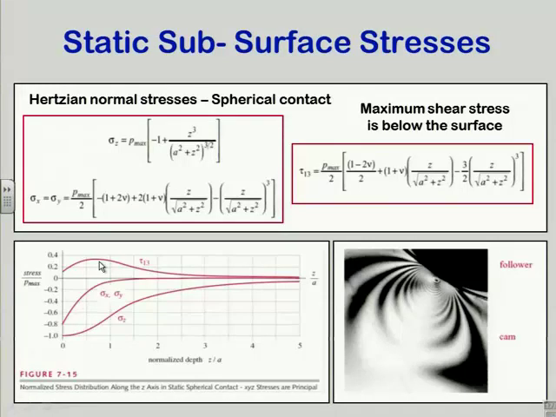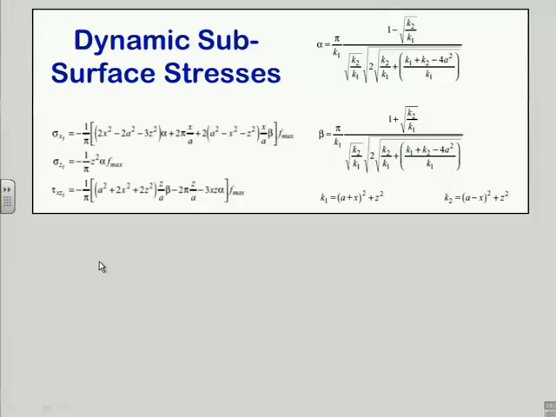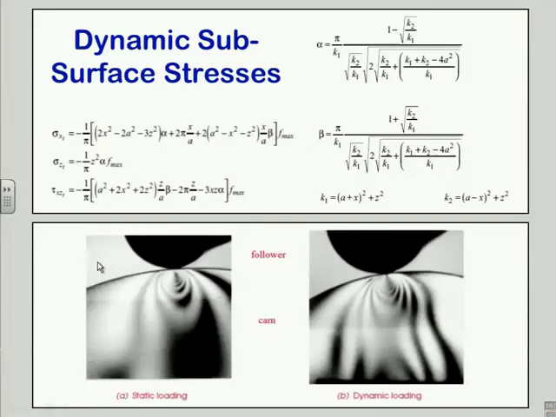So the question is, what happens when we introduce dynamics, which of course is always the situation with our bearings and whatnot, and very messy equations, as you can see. And you'll have to study the text in which I derive these based on the literature. Let me just show you the pictures. Those are much more valuable than words. So on the left, you see more or less the same picture I just showed you, static loading. Dynamic loading distorts the field, because I'm now introducing some shear stress on the surface. And that changes the whole game. Now, instead of the shear stress being maximum below the surface, it brings it up to the surface.